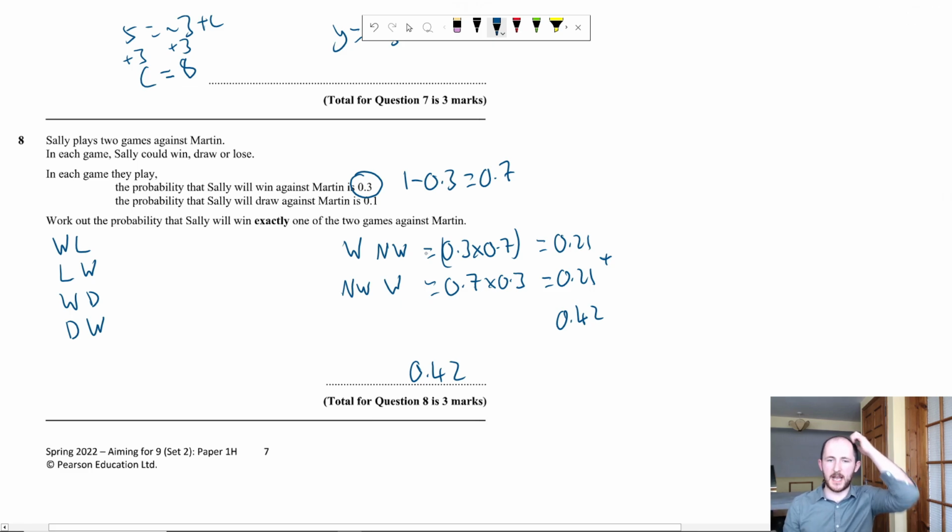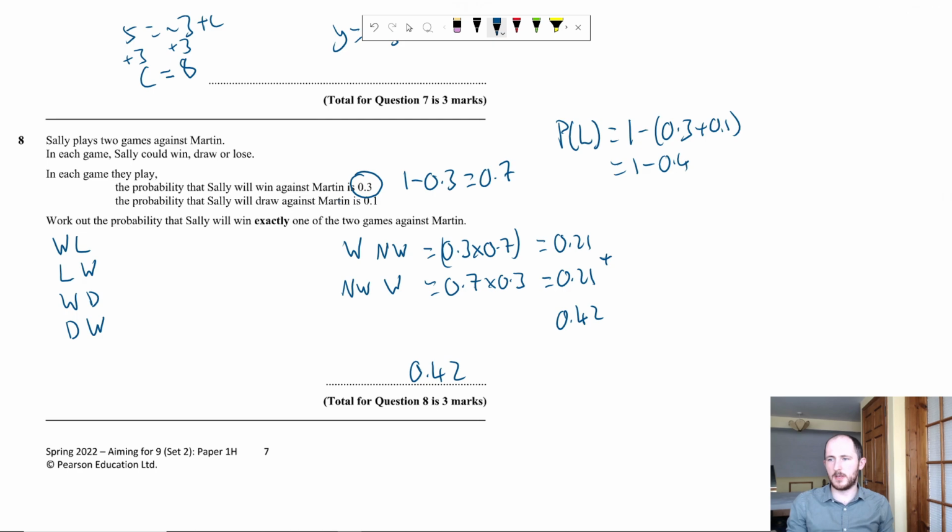But what we're going to do now is the other way that I told you about. Now we need to actually work out the probability of losing. So the probability she loses is 1 minus 0.3 plus 0.1. And that's 1 minus 0.4. So probability she actually loses is 0.6. And again, this is a much longer method, but just in case you weren't aware, you can do it this way, and I want to show you that you can get it that way.